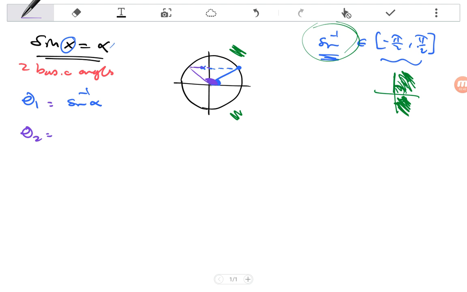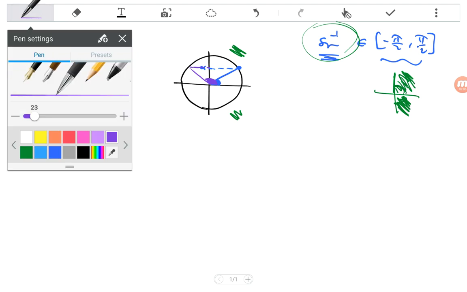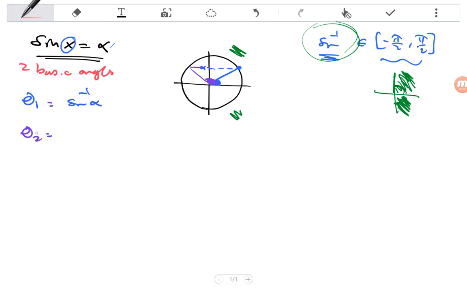Now for the second basic angle, which is theta 2, this angle may be expressed in terms of the blue angle. We learned before that to find the whole set of solutions, all solutions are related to the inverse function. But we need to find that expression. How do we express theta 2 in terms of theta 1, which is sine inverse alpha, that blue angle?